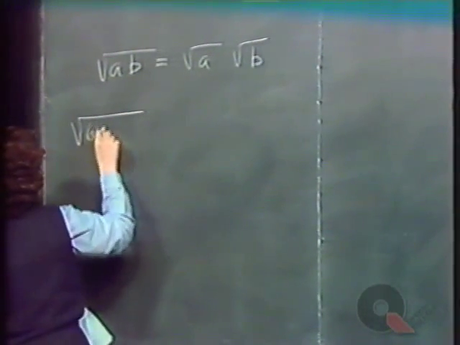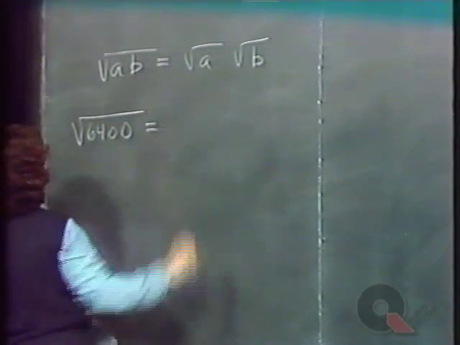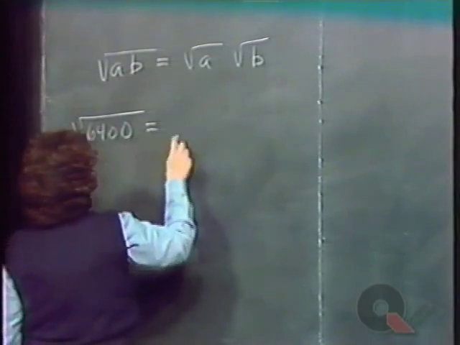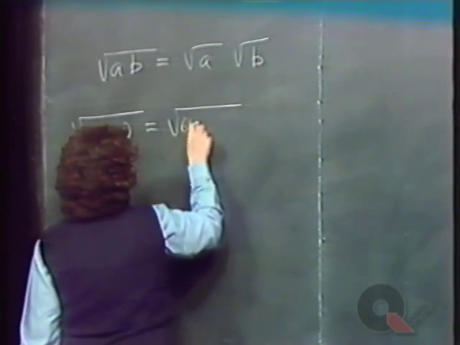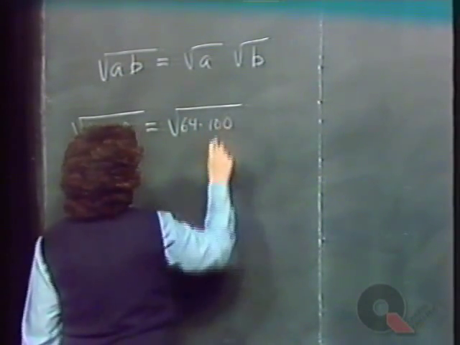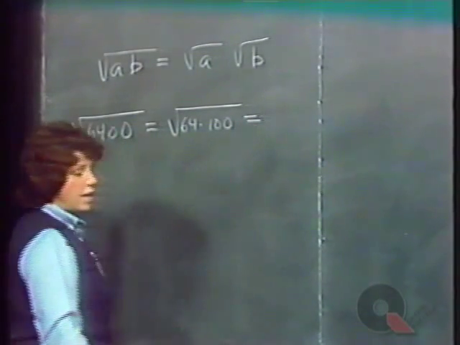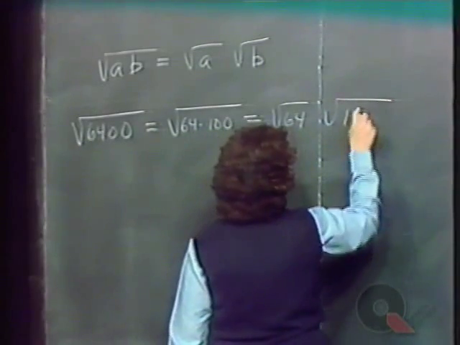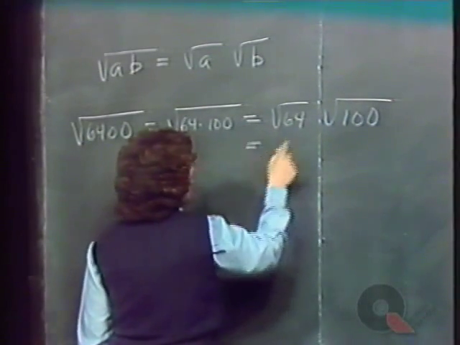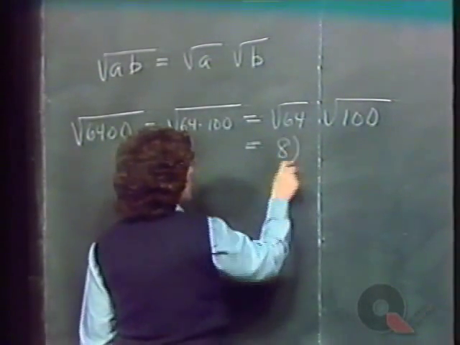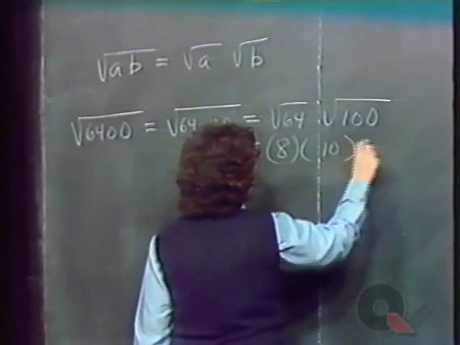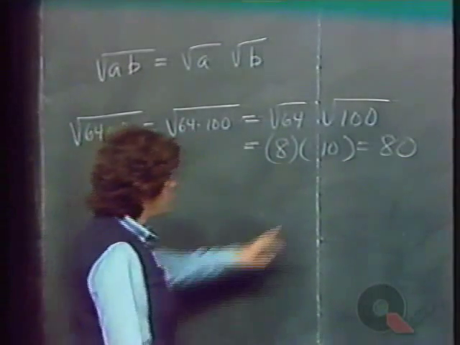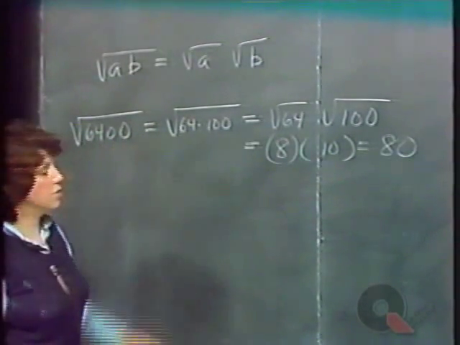This can be useful if you want to simplify. For example, there may be a problem that asks you to figure out the square root of 6,400. 6,400 is, of course, 64 times 100. And we now know that we can write that as the square root of 64 times the square root of 100. Square root of 64 is 8. The square root of 100 is 10. And the answer is 80. Some people might know how to do that directly, but if you don't, you can do it by using this rule.